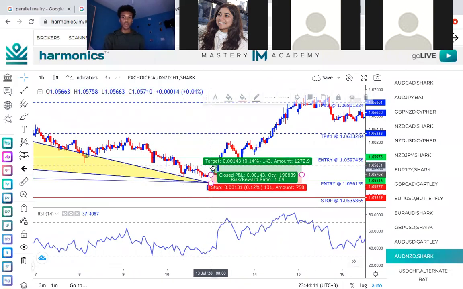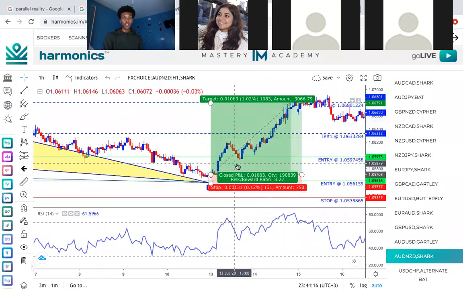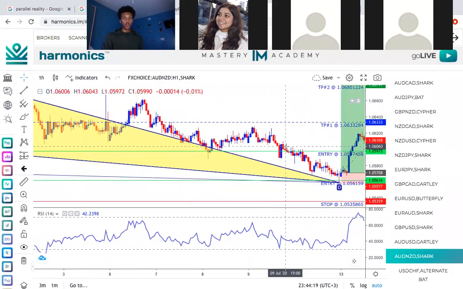Again, any questions, drop them in the chat box. I'm going to go through all of them. Then you come up to TP2, a nice little 1 to 8, just from the wick rejection. So what do we see here?